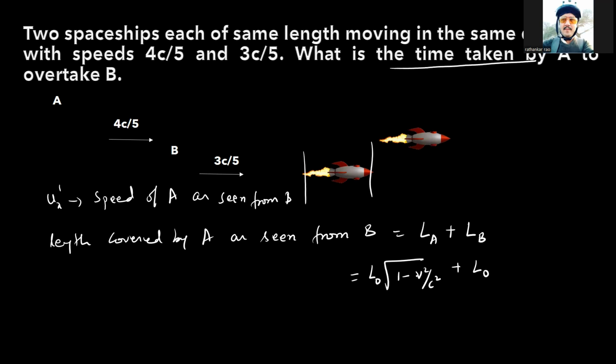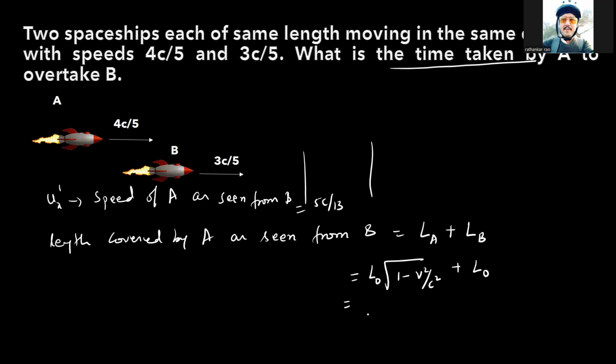Now let us substitute. What is v here? According to this, what is the speed of A with respect to B? We have seen this, this should be equal to 5c by 13. This was seen to be 5c by 13. So therefore, now I will substitute this over here.